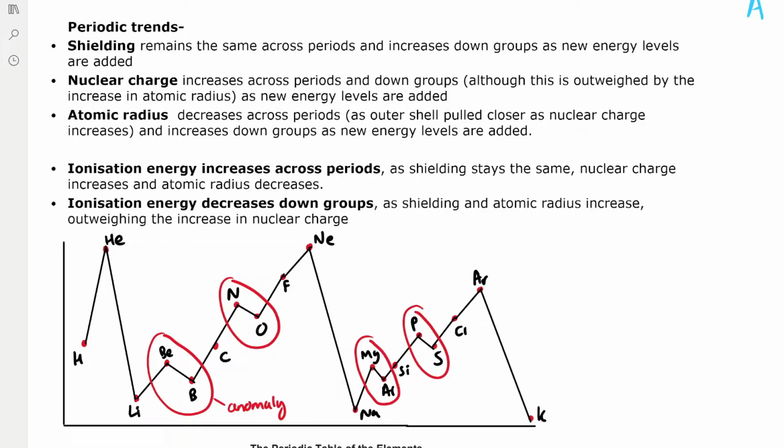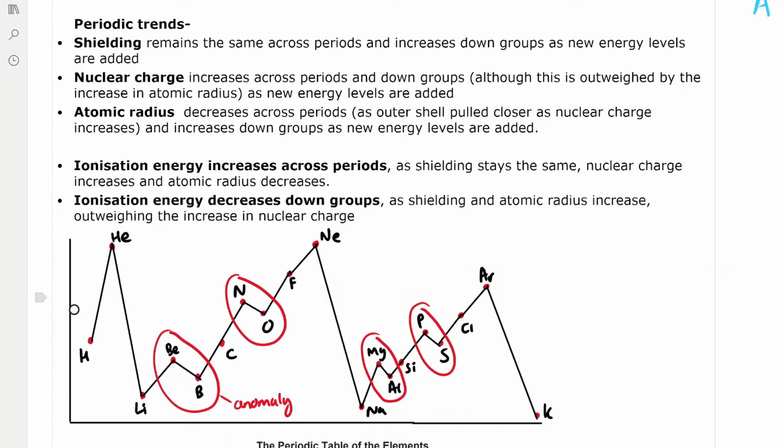And then we have atomic radius, which decreases across periods because the outer shell is pulled closer as the nuclear charge increases. So as protons are added, the nuclear attraction to the outer shell increases, and the nucleus can then pull the outer shell in closer, and therefore the outer electrons become closer to the nucleus. And then it increases down groups as new energy levels are added.